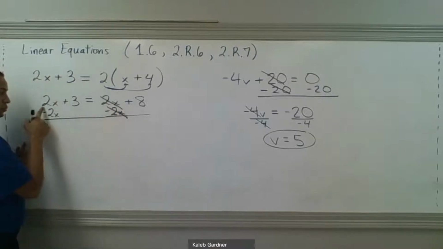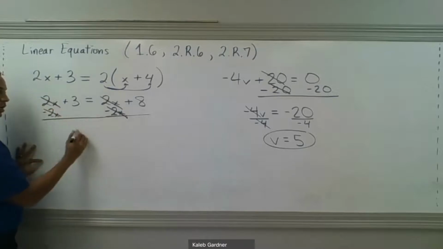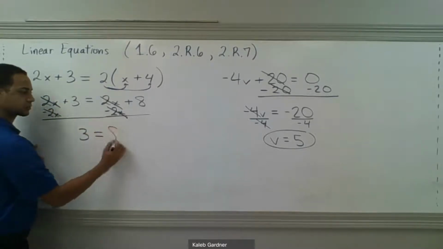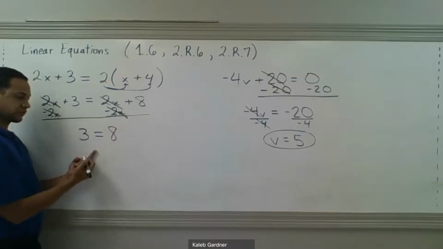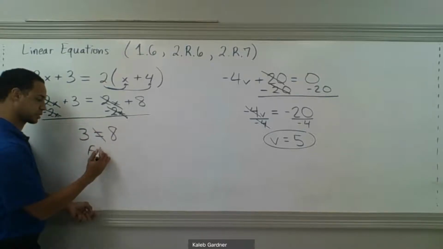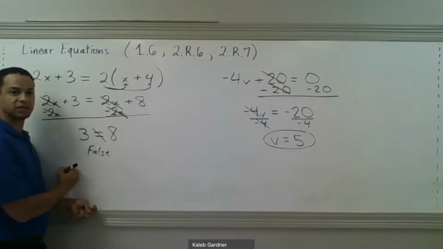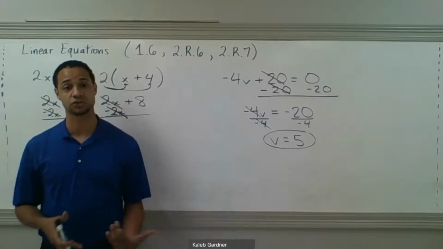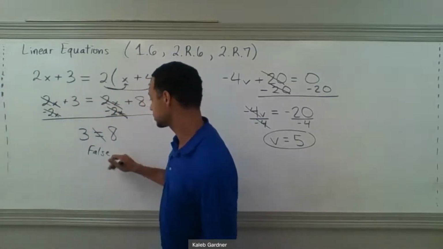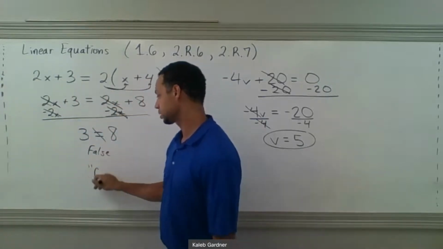Uh-oh. 2x minus 2x goes away. So now we have 3 equals 8. That's a lie, right? That ain't true. Whenever your answer is a false statement, 3 does not equal 8. That is false. Well, our vocabulary here, instead of conditional, is the word contradiction.